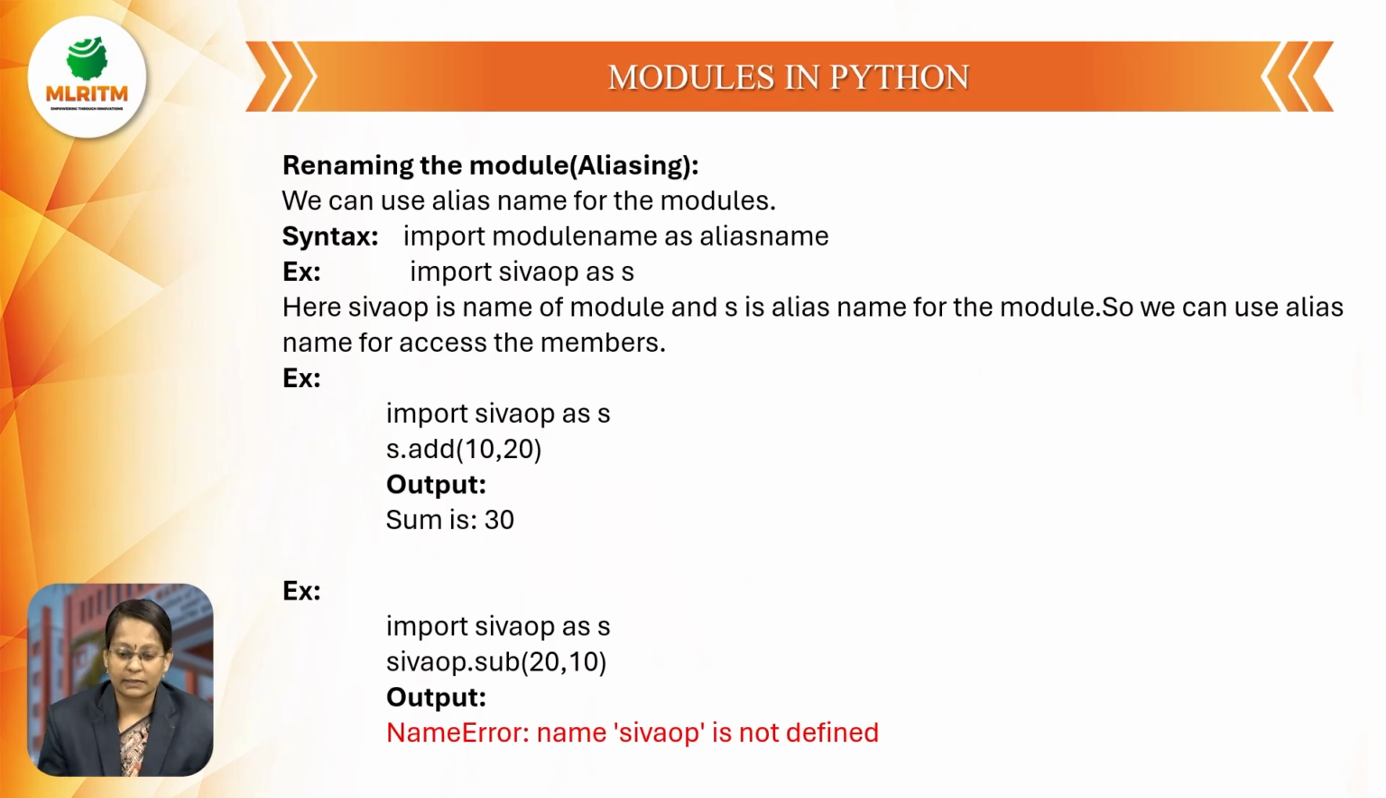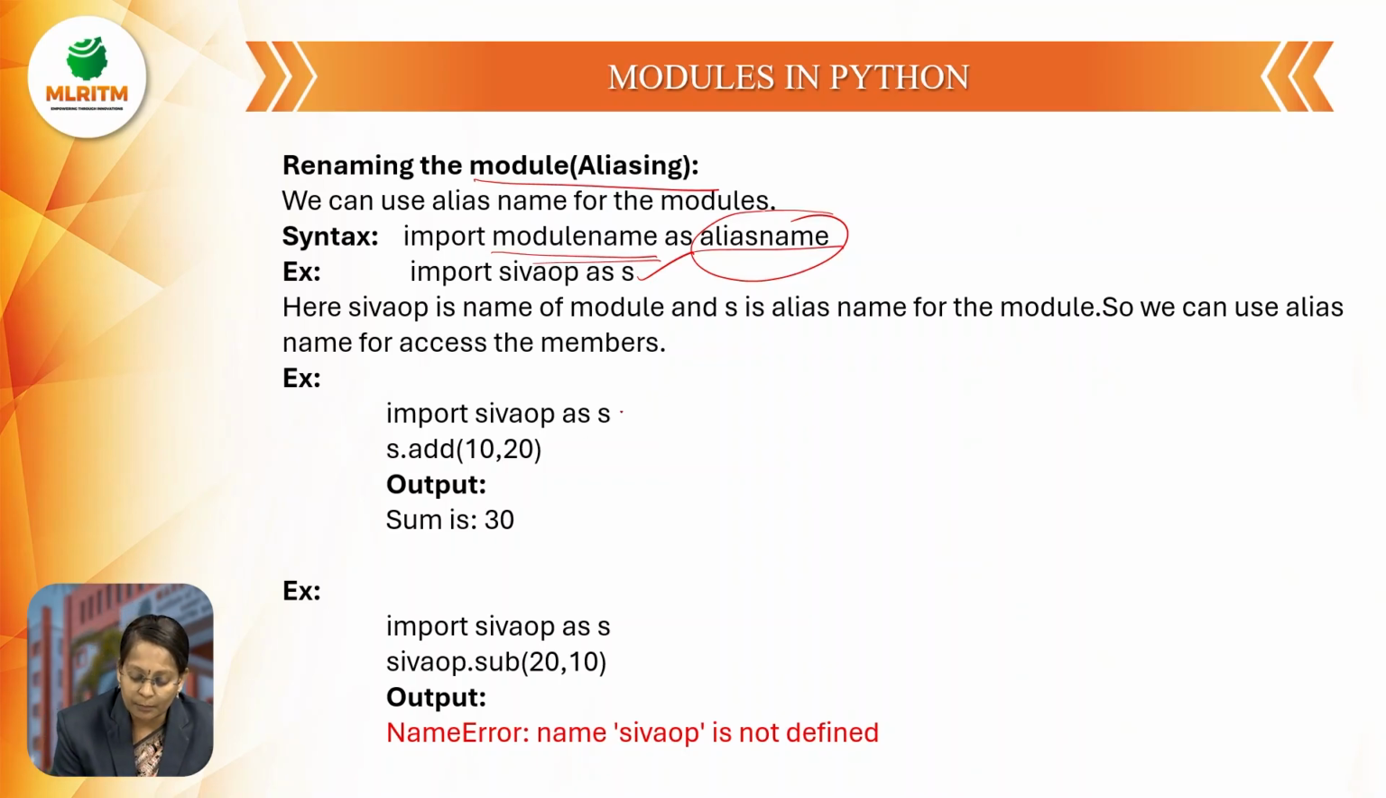The renaming of a module is nothing but aliasing. So we can use an alias name for the modules. Syntax: import module name as alias name. First, the module name is the .py file. That module name we are renaming or aliasing with this alias name. Suppose import shivaop as s. So whenever I want to use that shivaop, I can use s. Here shivaop is the name of the module and s is the alias name for that module. So we can use the alias name to access the members of the module.